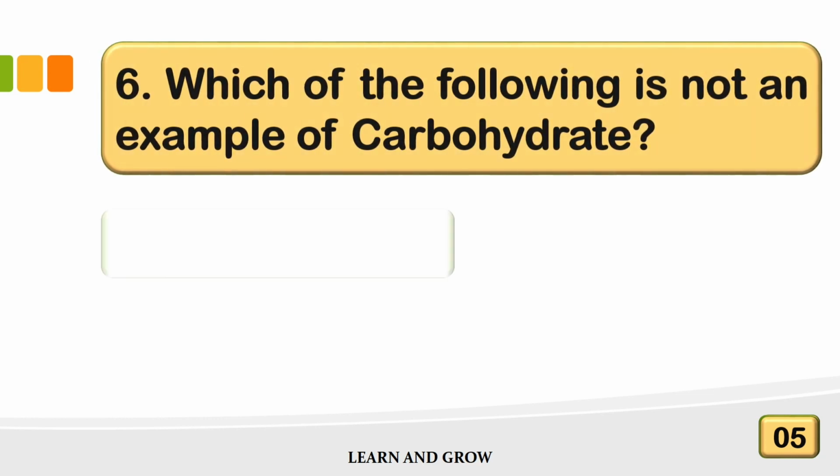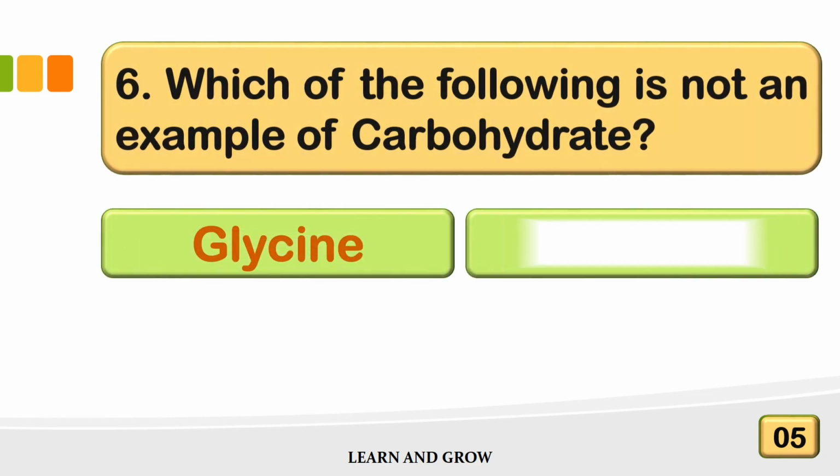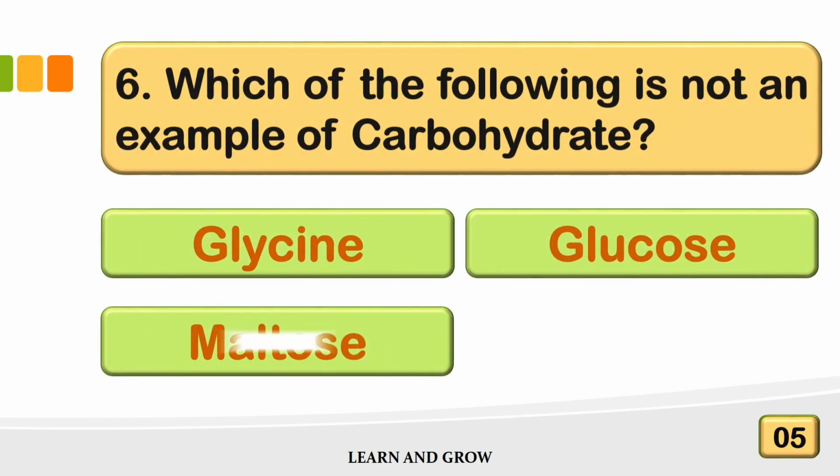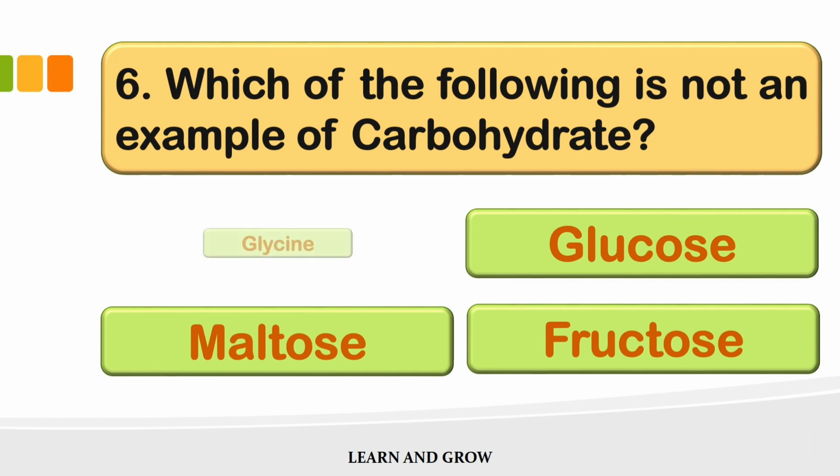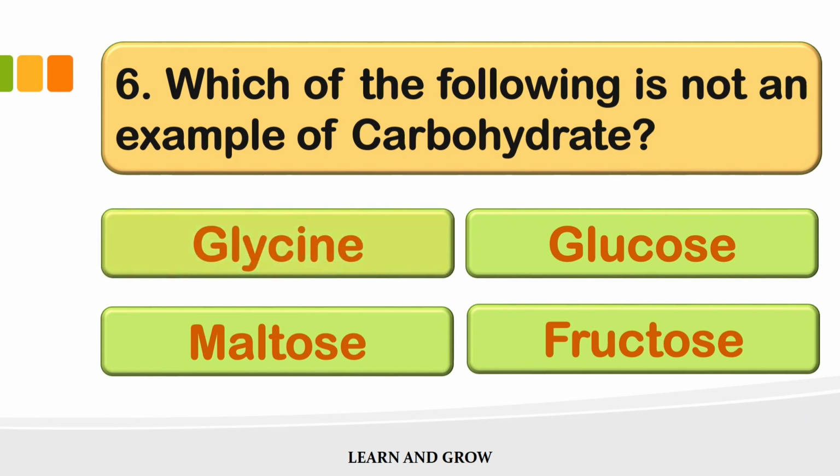Which of the following is not an example of carbohydrate? Option A, glycine, B, glucose, C, maltose or D, fructose. The right answer is option A, glycine.